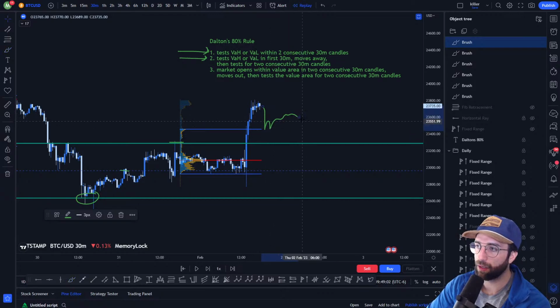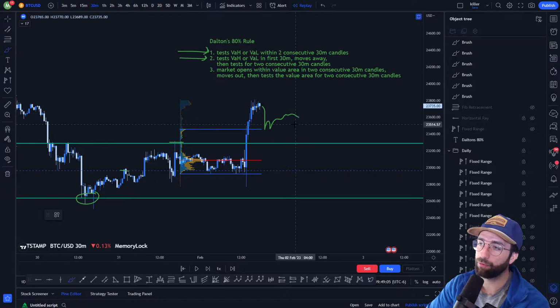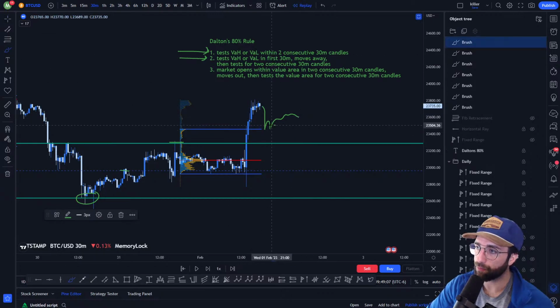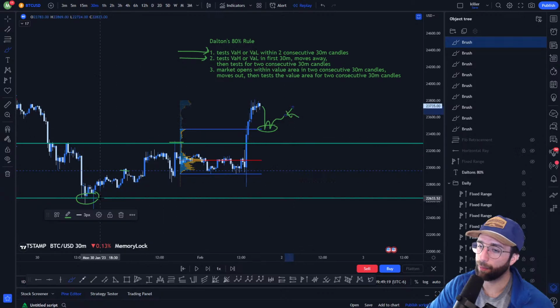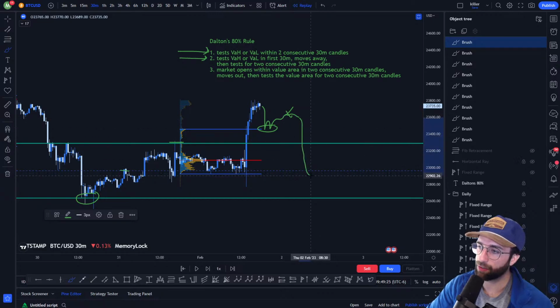and then price does something like this. Well, at this point, I'm thinking to myself, that's Dalton's 80% rule. We did 2 consecutive tests of the value area high. There's an 80% chance that we're going to trade back down to 22,900. So I'm actually going to close my long here. I'm going to close the 25% of my long, and I can choose to short it, but if I don't, I can just simply watch price go back down, and I can be happy that I took profit here. Oftentimes, that's how I end up using this.